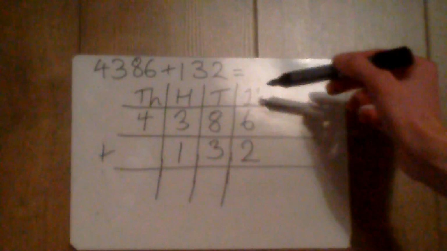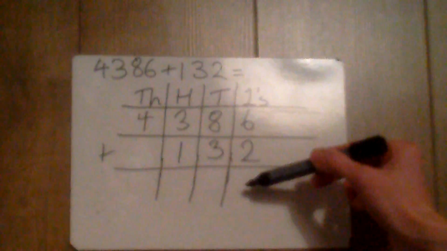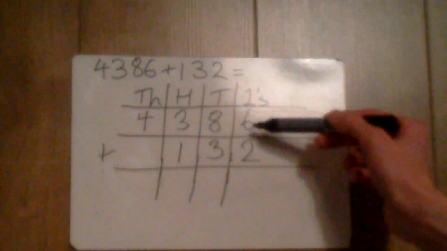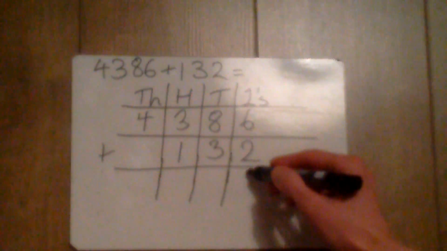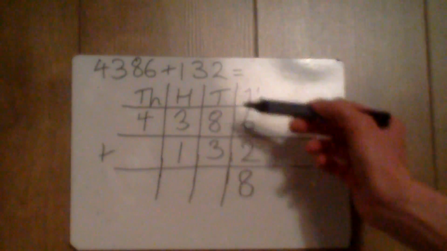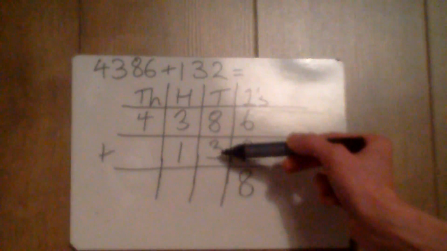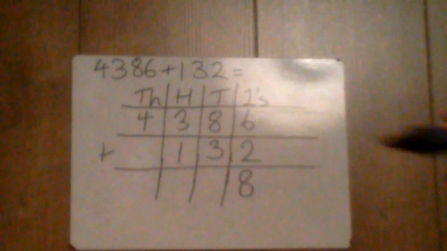I'm now going to add up each of the columns to find out how much there is in each of them. So we have 6 ones plus 2 ones is 8 ones. We have 8 tens plus 3 tens, which is 11 tens.